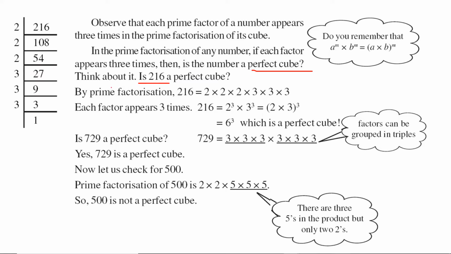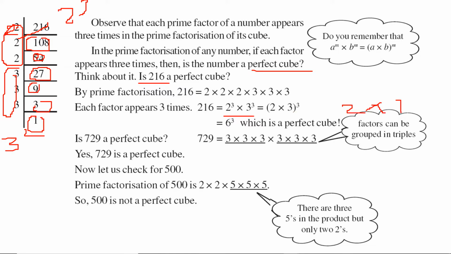216, is it a perfect cube? Let us see. 216, divide it by 2, you get 108. Divide by 2, you get 54. Divide by 2, you get 27. Divide by 3, you get 9. Divide by 3, you get 3. Divide by 3, you get 1. So the three 2s give 2 cube, and the three 3s give 3 cube. So it can be written as 2 cube into 3 cube, that is 2 into 3 whole cube. Why? Because a to the power m into b to the power m gives you a into b to the power m. So 2 into 3 to the power 3, that is 6 cube.